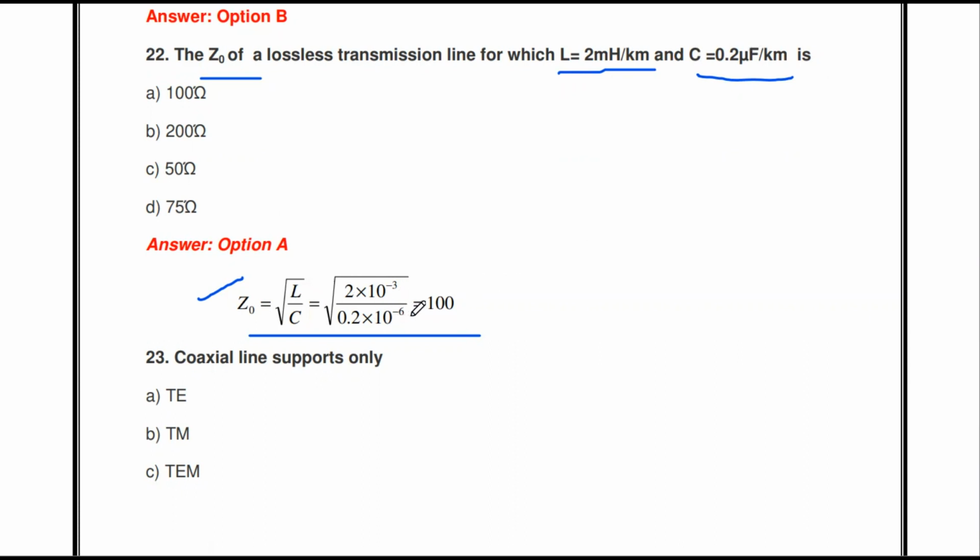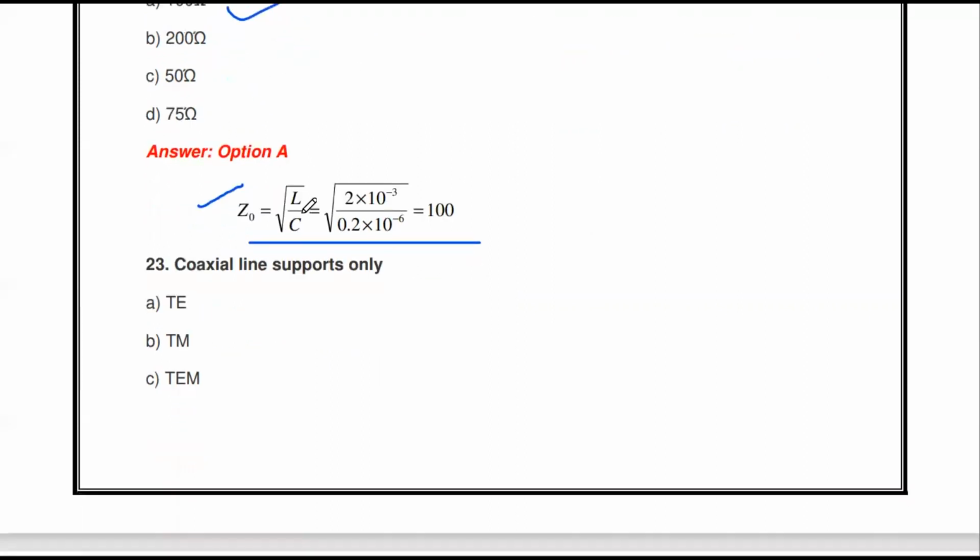So 0.2 into 10 to the power minus 6. Okay, so if you are calculating, we will get the answer as 100. So the characteristic impedance of this transmission line is 100 ohms.